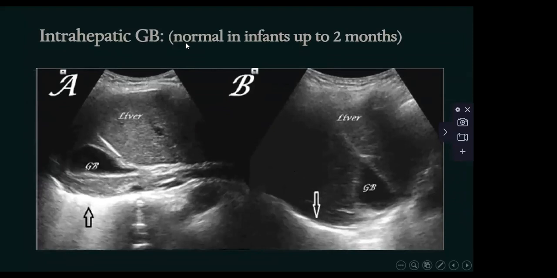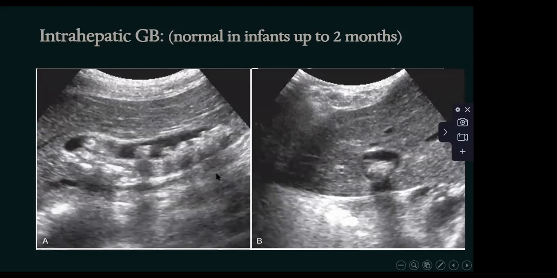Intrahepatic gallbladder, which is normal in infants up to 2 months. Here we can see the gallbladder is surrounded by the liver on all sides. This is also an intrahepatic gallbladder. Here we can see multiple gallbladder stones, and here an intrahepatic gallbladder containing multiple stones.